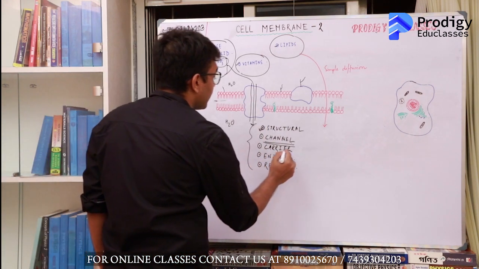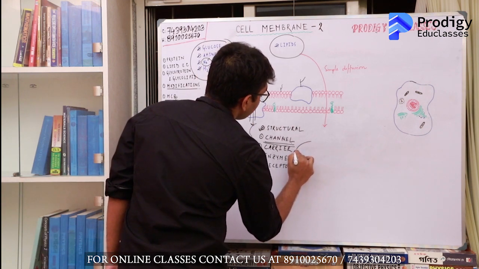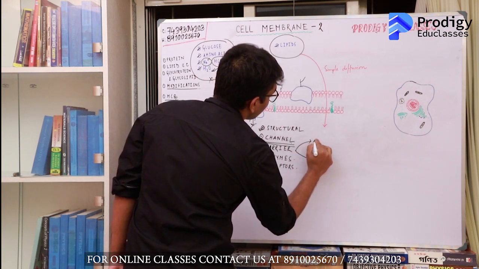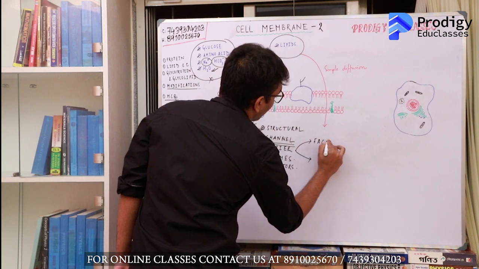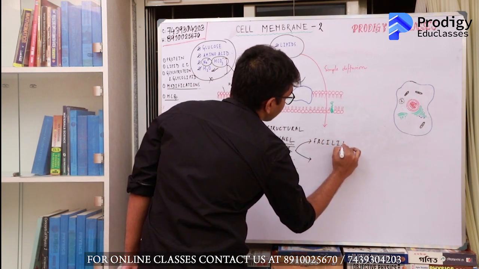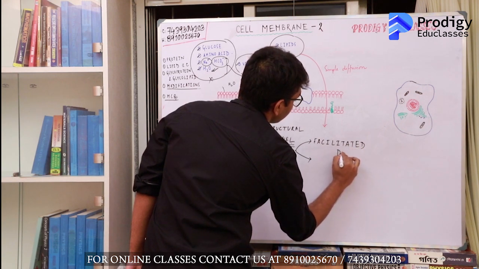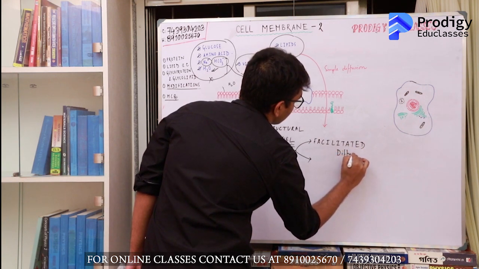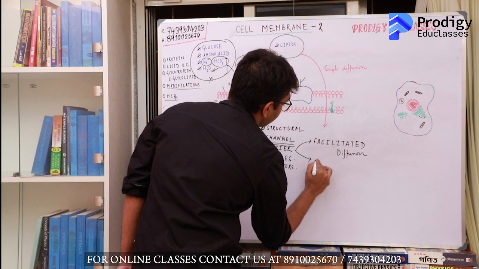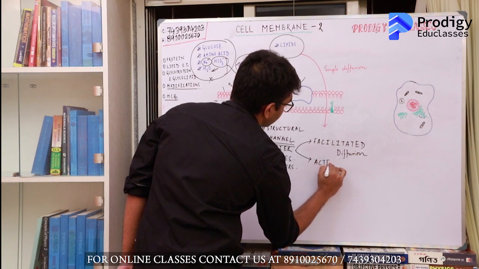Next you have carrier proteins. Carrier proteins are involved in 2 types of transport. One, you have facilitated diffusion and you have active transport.